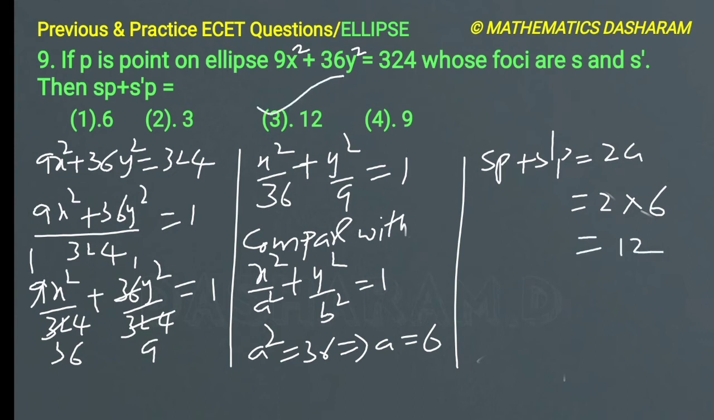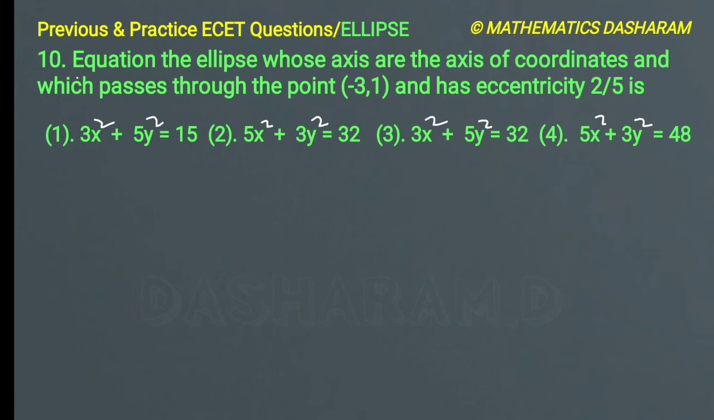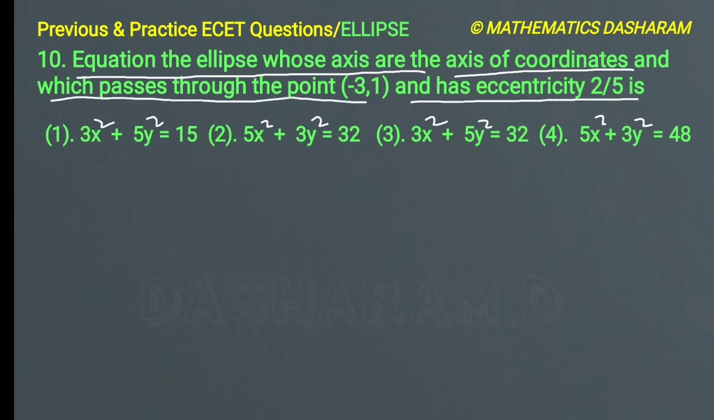Option 3 is correct. 10th question, the equation of the ellipse whose axes are the axes of coordinates and which passes through the point minus 3 comma 1 and has eccentricity under root 2 by 5.